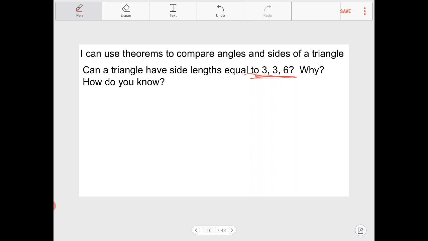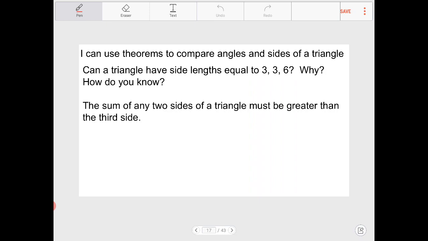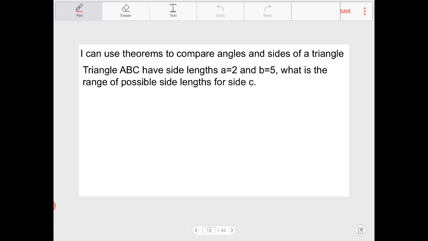Hopefully you guys had some time to think about this. The answer is most definitely no. The sum of any two sides of a triangle must be greater than the third. Think about this almost like a bridge opening up from both ends. If this is 3 and this is 3 and this whole length is 6, these sides will just collapse onto each other to form a linear pair, and that wouldn't form a triangle at all.